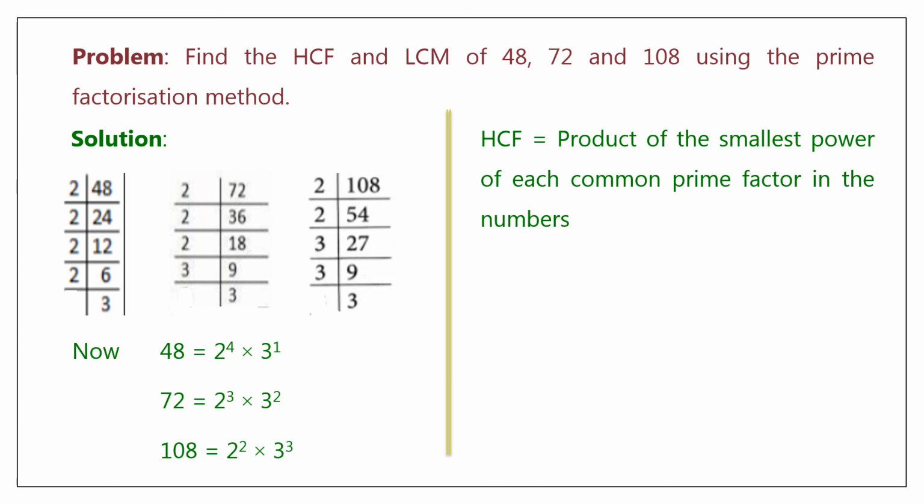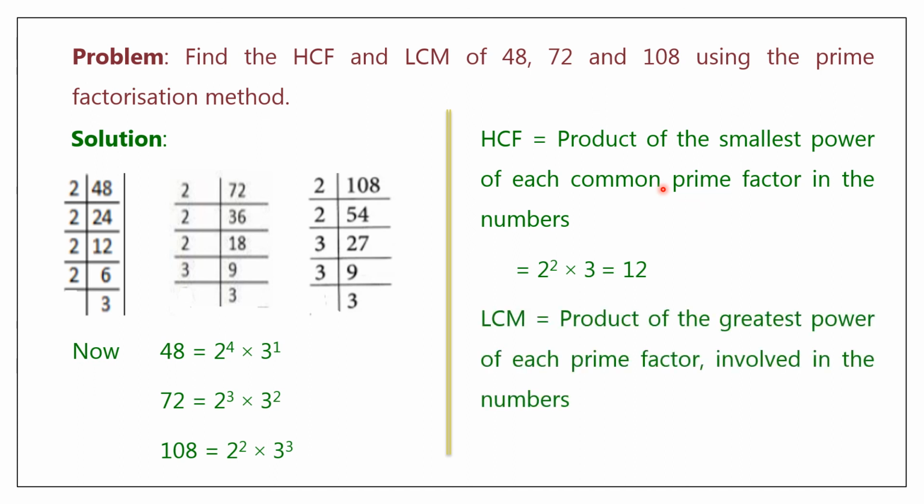The HCF is the product of the smallest power of each common prime factor in the numbers. Therefore 2 square into 3 power 1 is 12. LCM is the product of the greatest power of each prime factor involved in the numbers. Now the prime factors here are 2 and 3. These are the only prime factors.